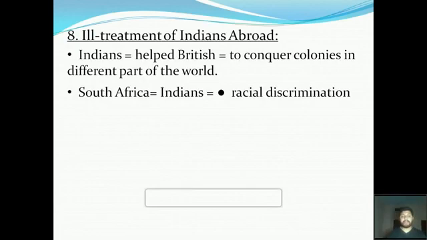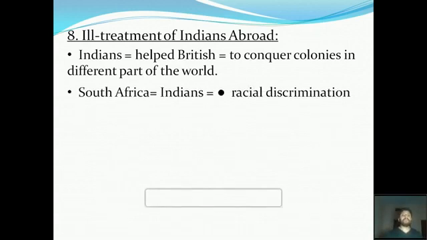We have already seen in the previous part of the class, Indian soldiers were being sent to different parts of the world to serve the British in order to capture different parts of the world, or to make colonies in different parts of the world. So Indians have made a huge contribution to the British, and with the help of Indians they have made a lot of money.